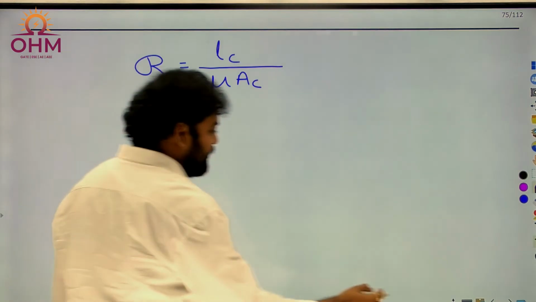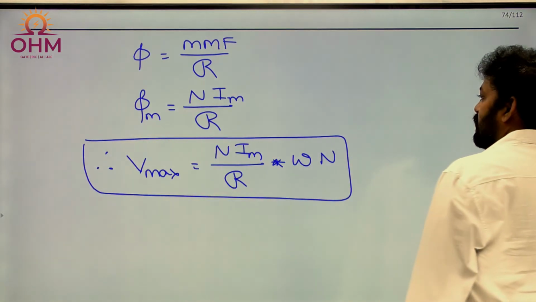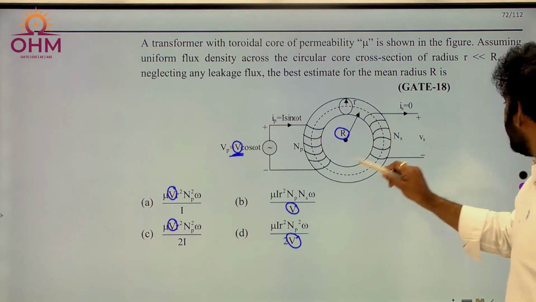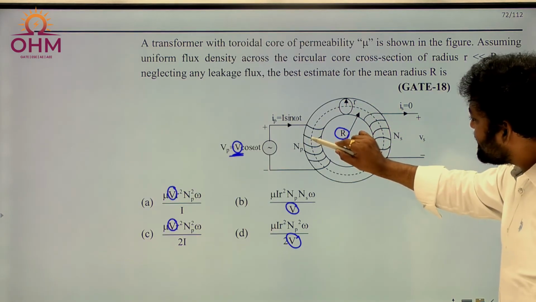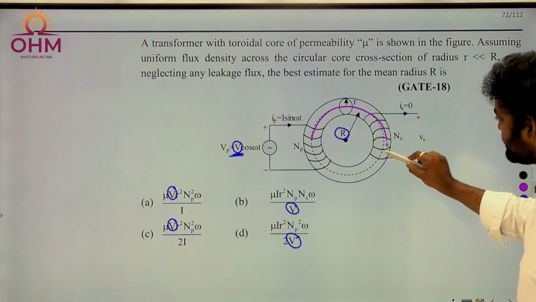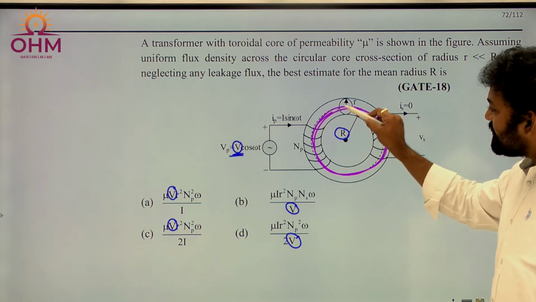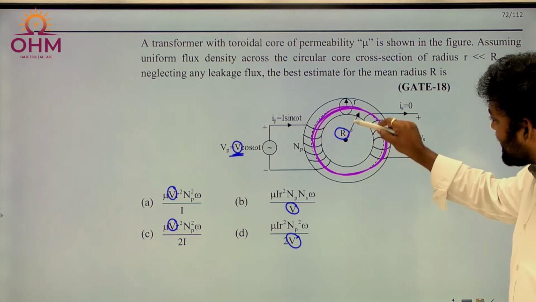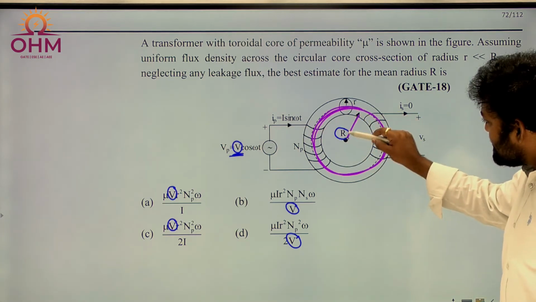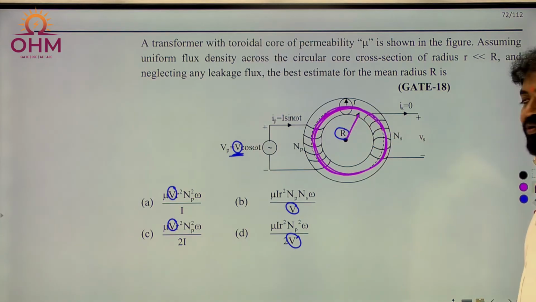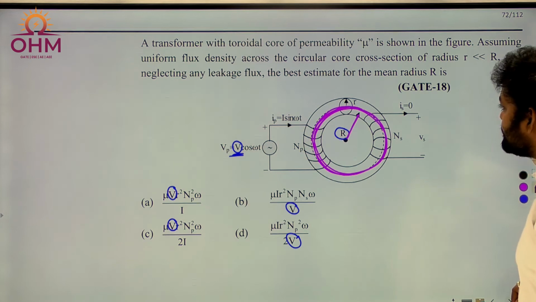What is the length of the core? It's a toroidal magnetic core, guys. Can I say the length of the core is nothing but the length of this circle? What is the length of this circle? Is it nothing but the perimeter of the circle with radius capital R? If the radius is capital R, the perimeter is equal to 2 pi R. Therefore, the length of the core is nothing but 2 pi R.